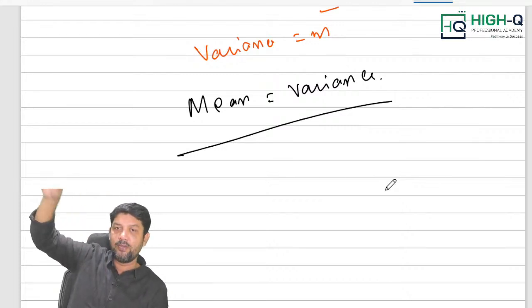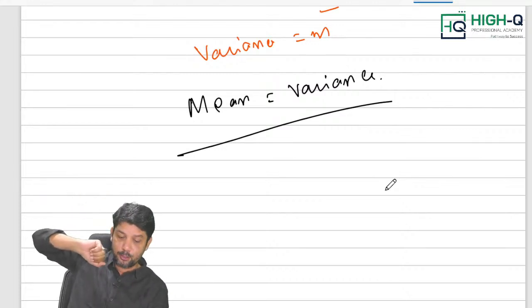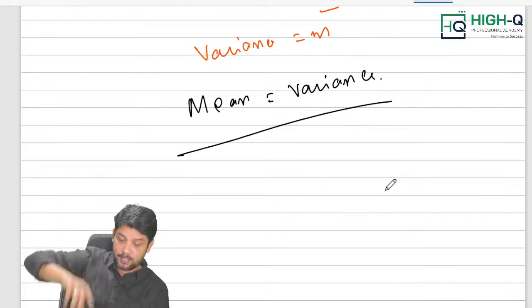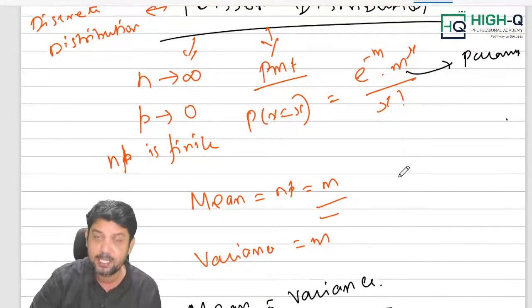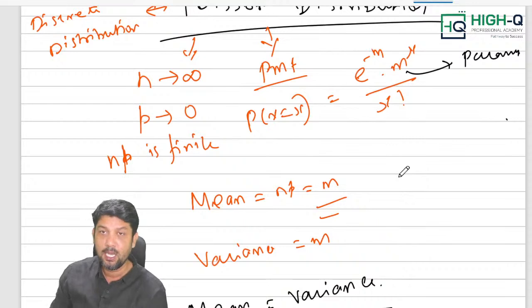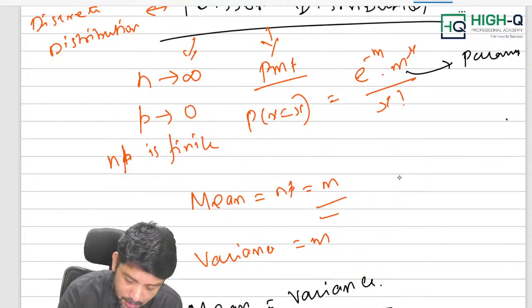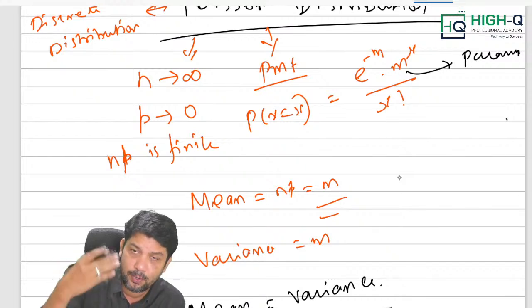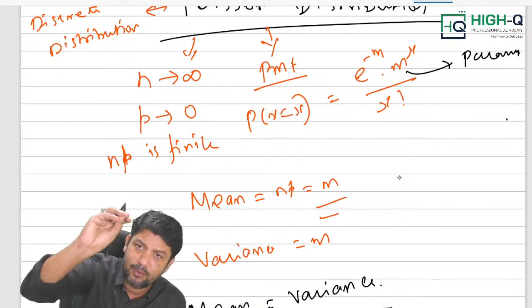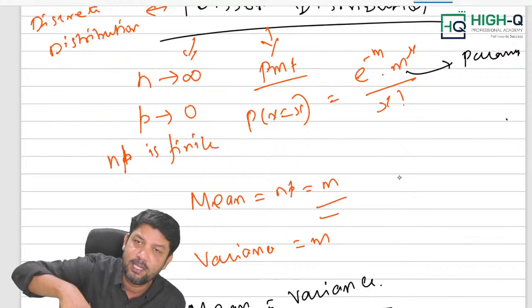If mean is more than variance, we call it what? Binomial distribution. What is the discrete distribution? P of x is e power minus m, m power x divided by x factorial. And remember one thing, my dear: whatever we discussed about mode in binomial distribution, the same thing has to be discussed here also.